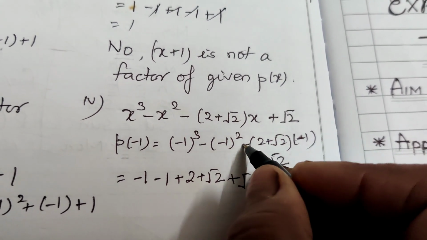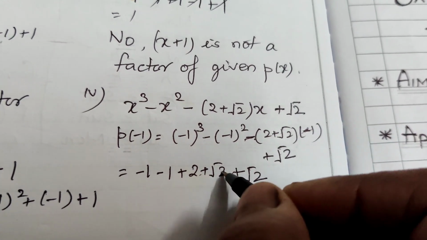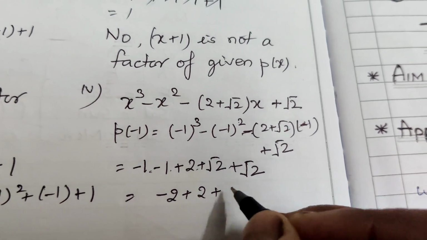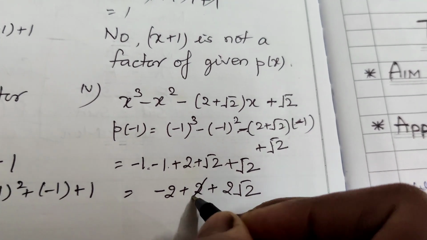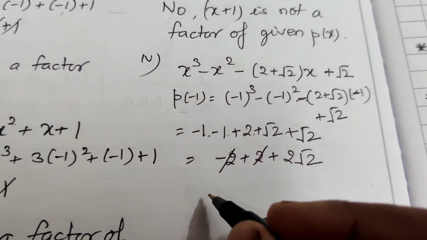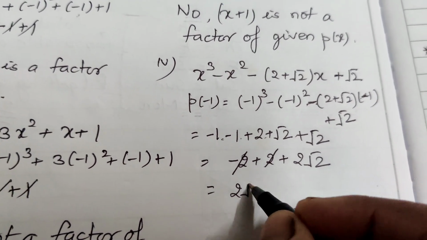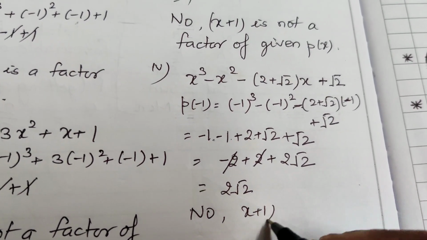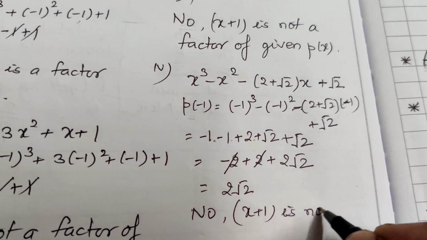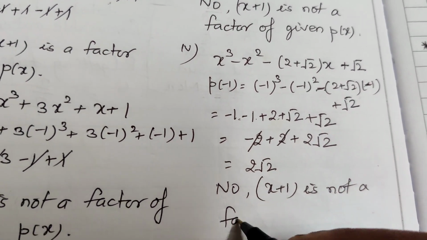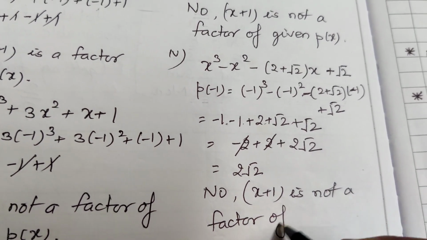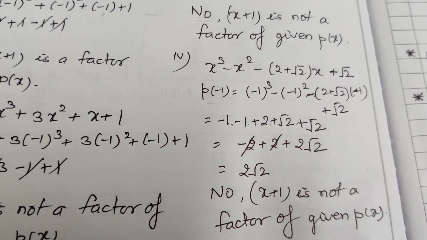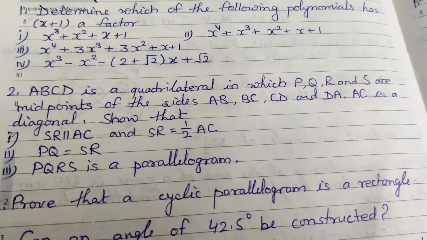Minus and this minus, both minus become plus, plus multiplied gives 2 plus root 2. Minus 1 is minus 2 plus 2 plus 2 root 2. Cancel. The remainder is 2 root 2. Therefore, no, x plus 1 is not a factor of the given polynomial.